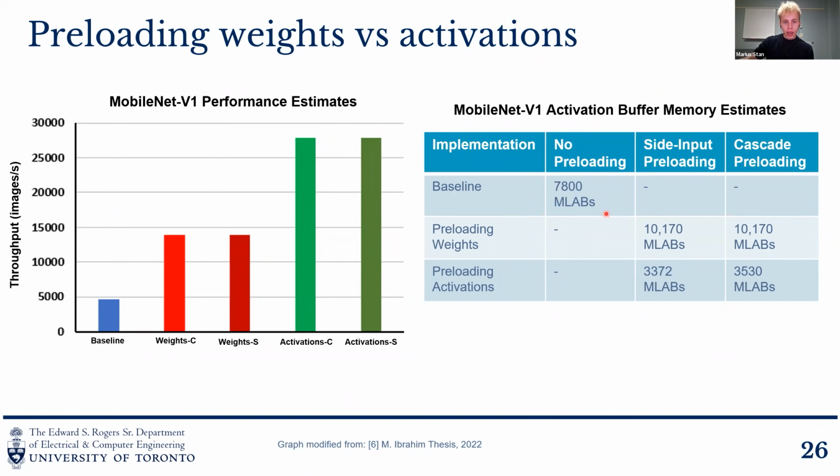On the right here, we have a memory analysis. Between the different implementations, we looked at how many MLABs we would need for the activation buffer. We also did one for the weight buffer, but we're just focusing on the activation buffer here. So here's our baseline with no preloading. With preloading weights, it spikes up for both side input and cascade preloading, and this is because we need an activation beside each tensor block in the chain now. Whereas for preloading activations, this is a lot lower, as shown here.